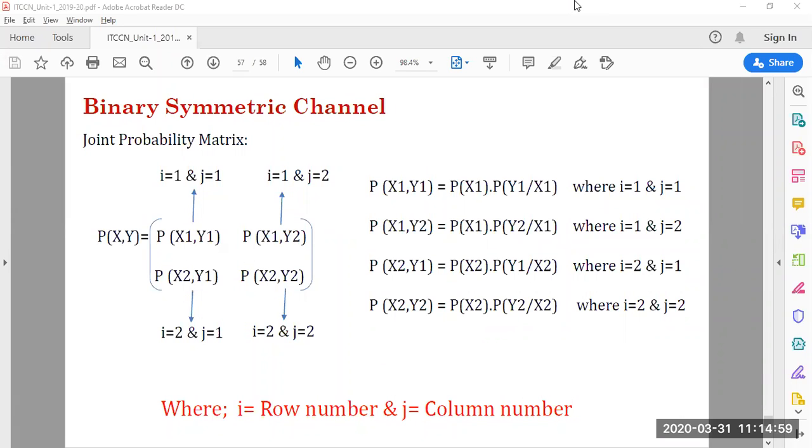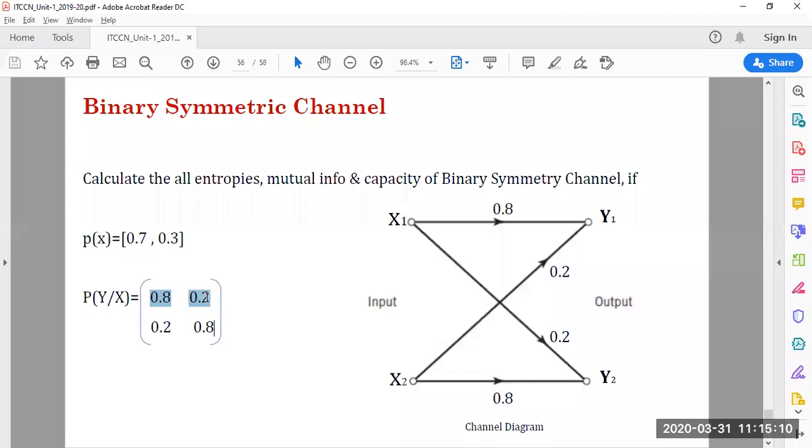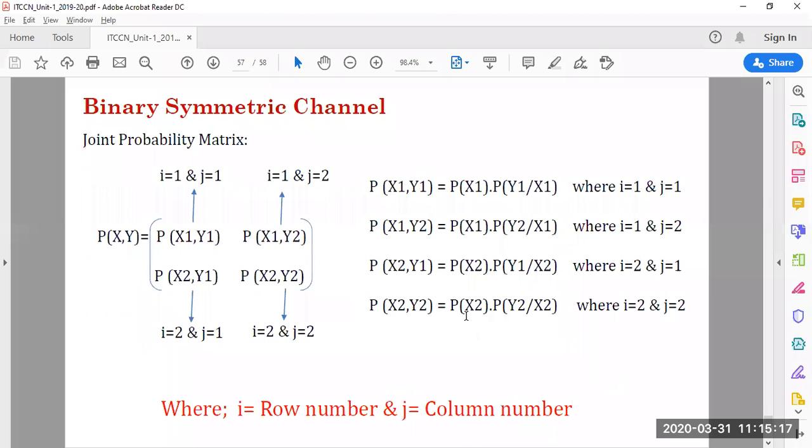So if there is any confusion regarding P of x comma y, please tell me. It is as simple as that. Just multiply the first row of P of y by x by the P of x1 and the second row with P of x2. What is P of x comma y?